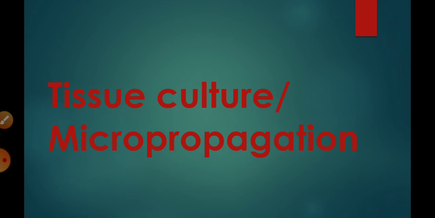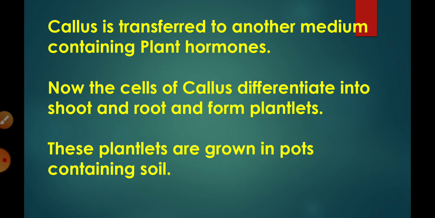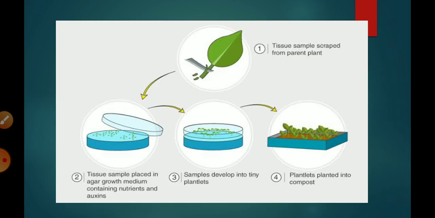Then tissue culture. In tissue culture, we take an explant, transfer it into a medium, and then transfer it into another medium containing plant hormones. Then it will differentiate, form shoot and root, and now it is called plantlets. These plantlets are grown in pots containing soil. This is all about the artificial methods of vegetative propagation.